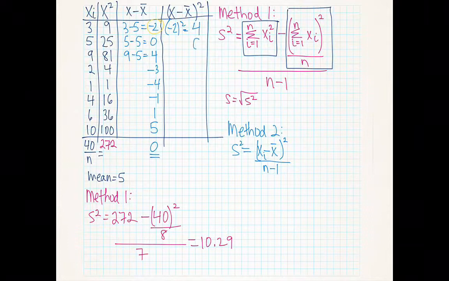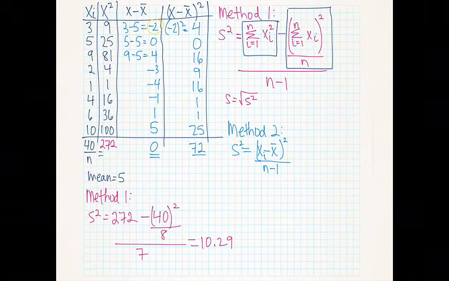0 squared is equal to 0. 4 squared, 16. 9, 16, 1, 1, and 25. Now when you have these values, you can get a valid sum, and so the sum in this case is 72.